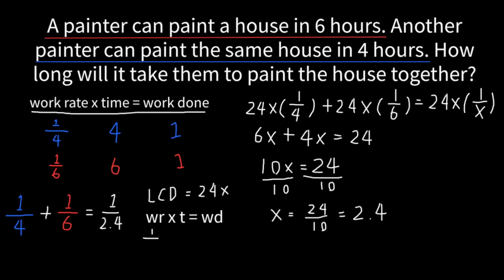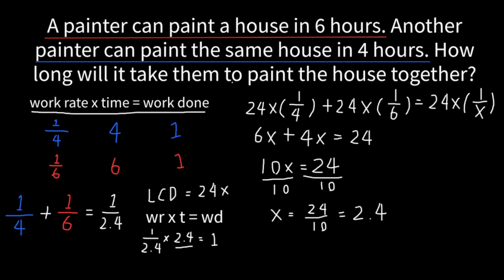1 over 2.4 times the time. The time is whatever's at the bottom, which is 2.4. Work done, it's always going to be 1, unless you're painting multiple houses, which is not what we're doing here. So from here you can see 2.4, that's the time. That's how long it will take them to paint the house together.